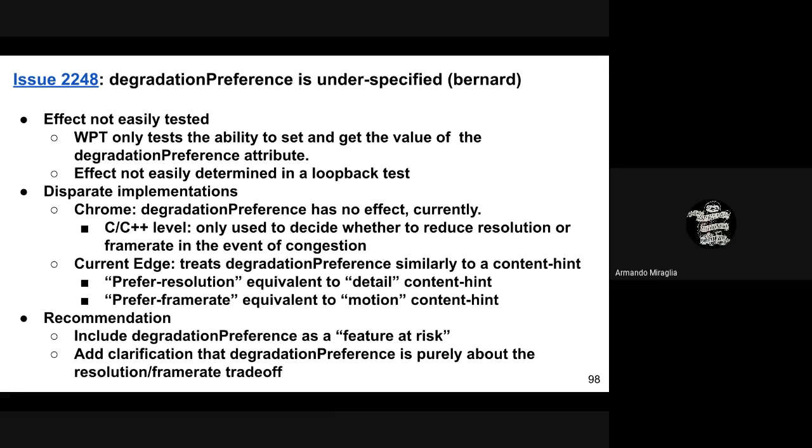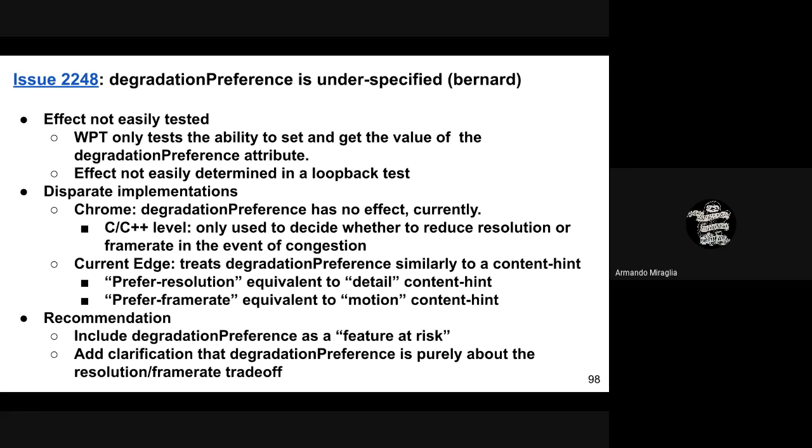Any comments? I think something called degradation preference should have to do with congestion control, what to do when you need to degrade rather than what type of content this is. So I think there should be a way to control content hint. Yeah, it's kind of an unfortunate name. Still not clear what content hint controls. Is that prefer resolution?